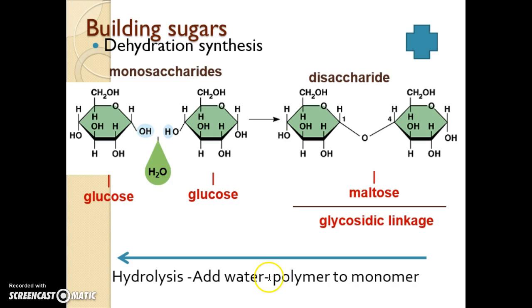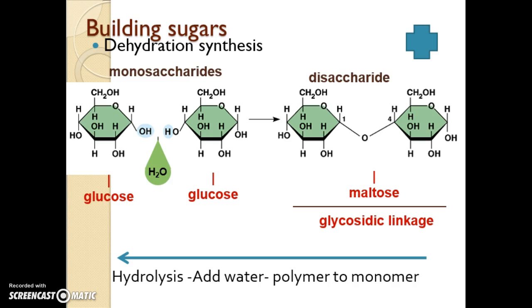So now, how do we build? We go from a single molecule of sugar, the monosaccharide, to a disaccharide or a polysaccharide. And that's going to occur through dehydration synthesis. Dehydration synthesis is the removal of a water molecule. So these monomers get connected by covalent bonds, and the bond that's occurring between a monosaccharide and another is called a glycosidic linkage.